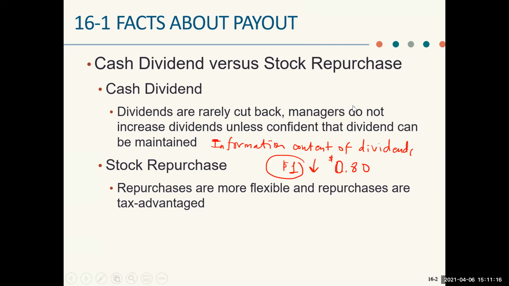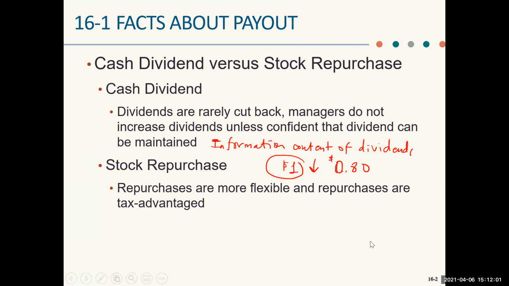In the case of stock repurchases, the company is more flexible. That means the company can decide when to repurchase. Once they do a repurchase in one year, they don't have to do the same in the next year, because the repurchase does not have that kind of information content like dividends. So that makes the company flexible in carrying out a repurchase program.